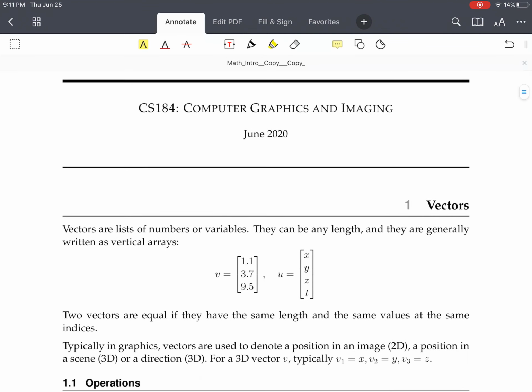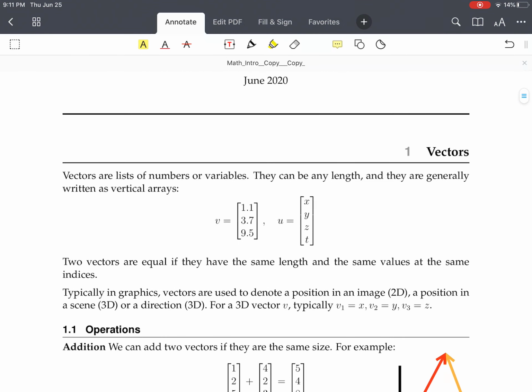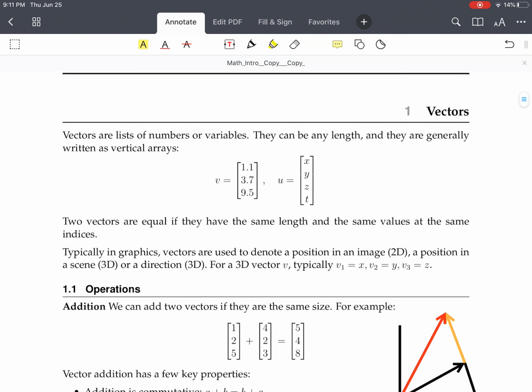So let's start off with vectors, the most basic part of linear algebra. Vectors are lists of numbers or variables, and they can be any length, and we generally write them as vertical arrays like you can see with v and u. So v is a three-dimensional vector and u is a four-dimensional vector. And two vectors are equal if they have the same length and the same values at the same spots.